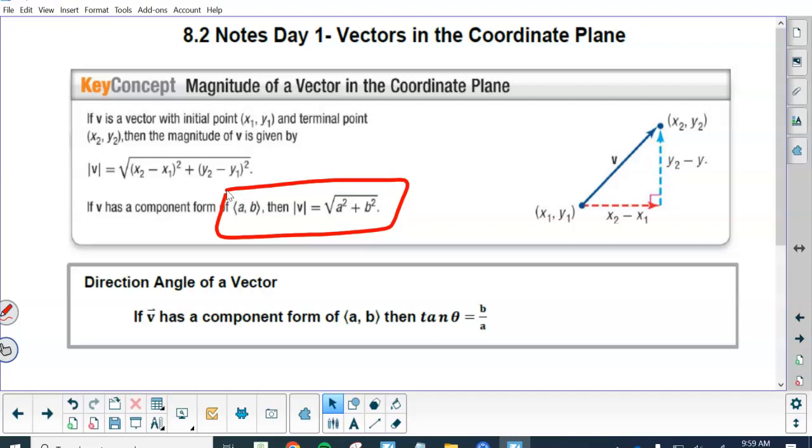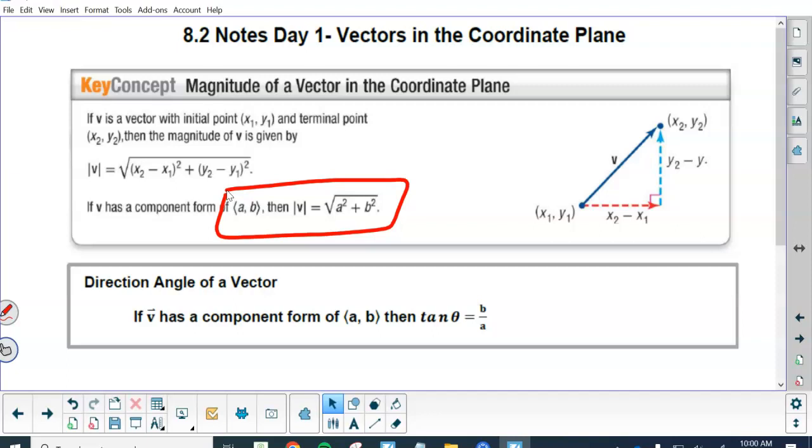Now remember, a vector has direction. So in order to find the direction, we're going to use the angle of it. And to find the angle, it is going to be tangent of B over A. So that's how you find tangent. Y'all remember, tangents are ratios, not angles.